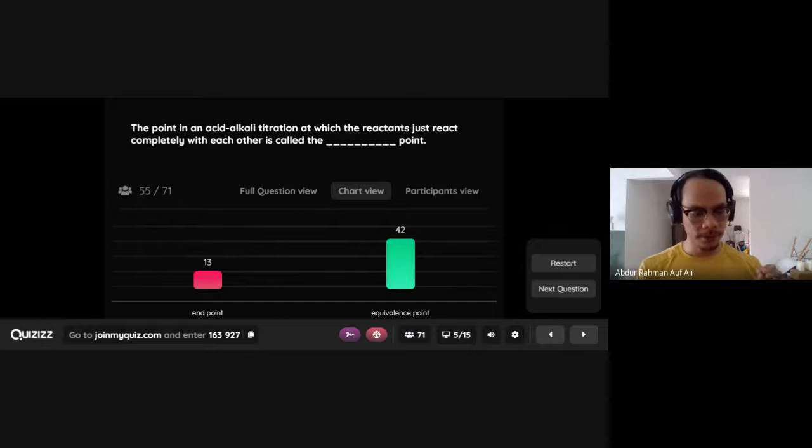Endpoint is just a point, satu titik di mana kita stop titrating. Okay, so what is the point? Color change. So bila pertukaran warna berlaku in our sample solution, kita stop titrating. That is the endpoint. Okay, that is the definition of endpoint and the equivalence point. So walaupun dia berlaku serentak, tapi they are different things. Okay, so most of you got it right, tapi yang salah ni 13 ni, so make sure you know perbezaan antara kedua-dua benda ni.